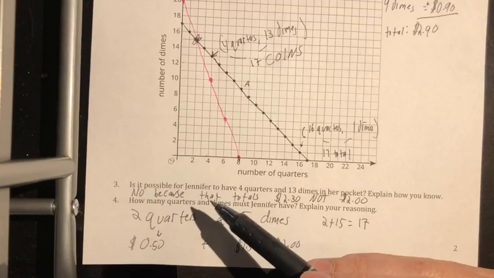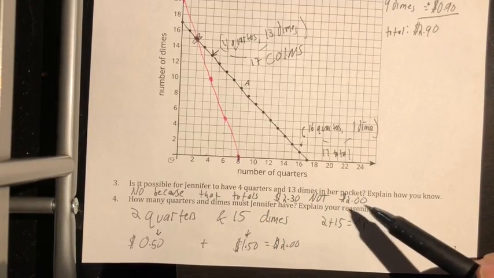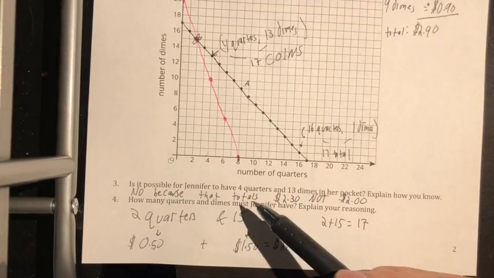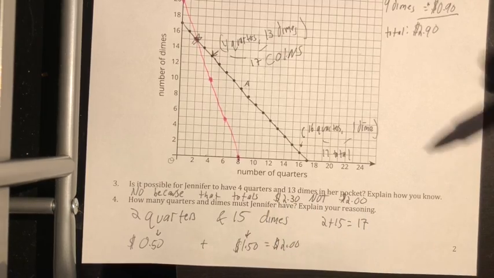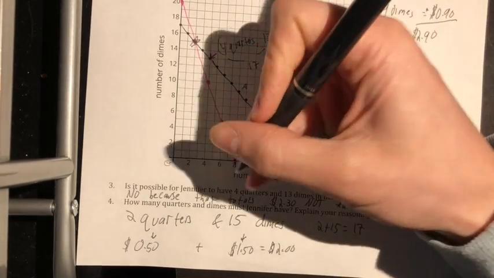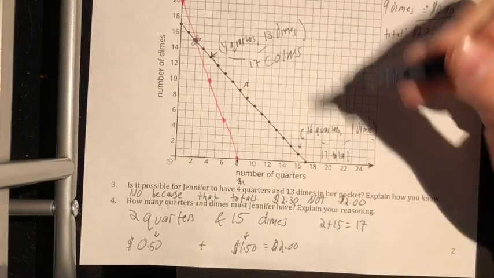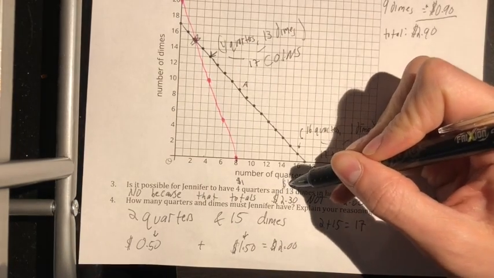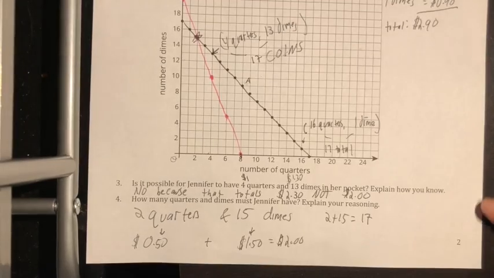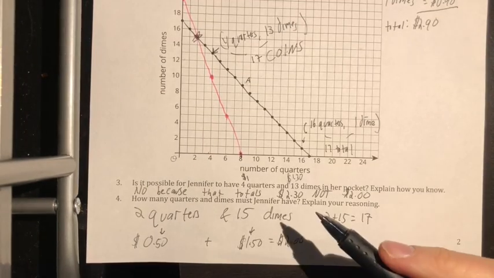Is it possible for Jennifer to have 4 quarters and 13 dimes in her pocket? No, because that totals $2.30, not $2, because 4 quarters is $1, and 13 dimes is $1.30. Too much. So how many quarters and dimes must Jennifer have?